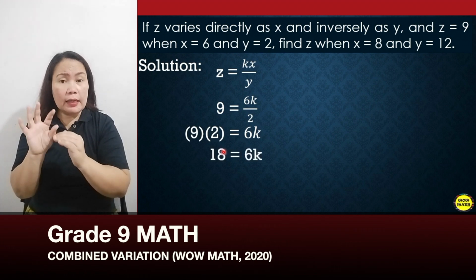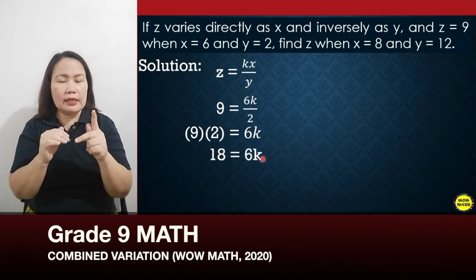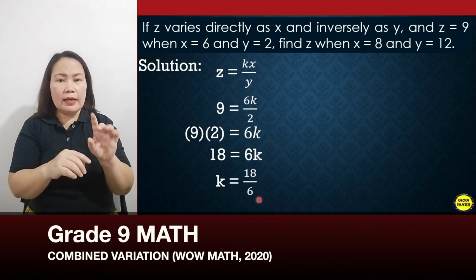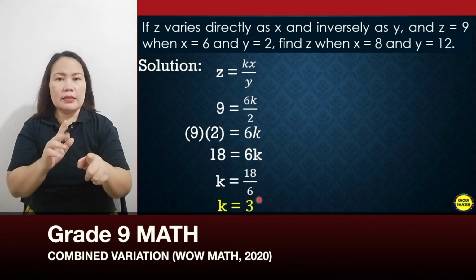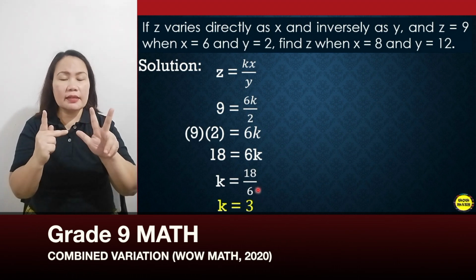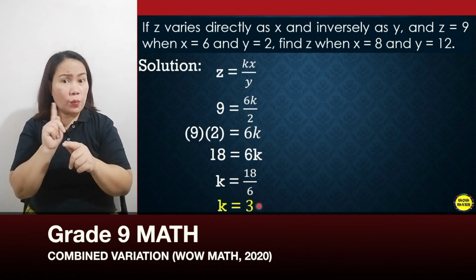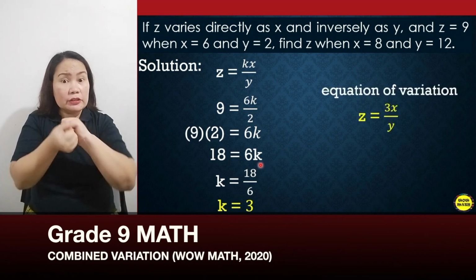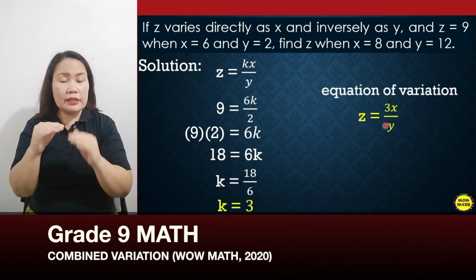18 equals 6k. So, to solve for k, divide both sides by 6. So, 18 divided by 6, k is equal to 3. So, yung constant of variation natin dito is 3. So, ano magiging equation of variation natin? And that is z is equal to 3x.